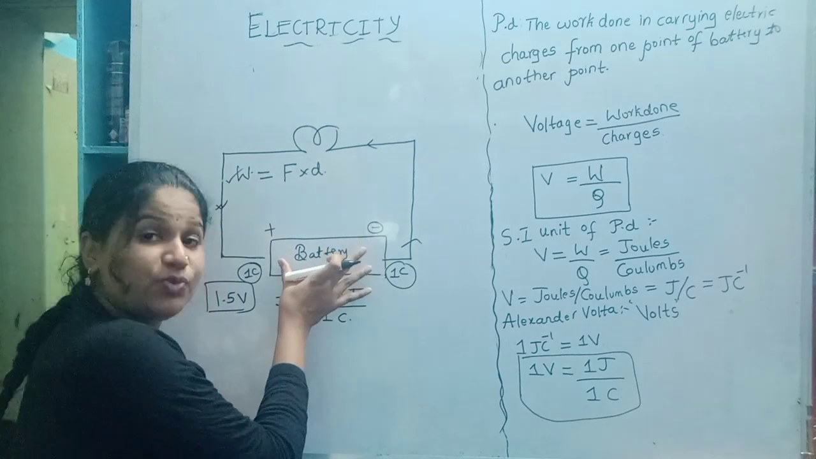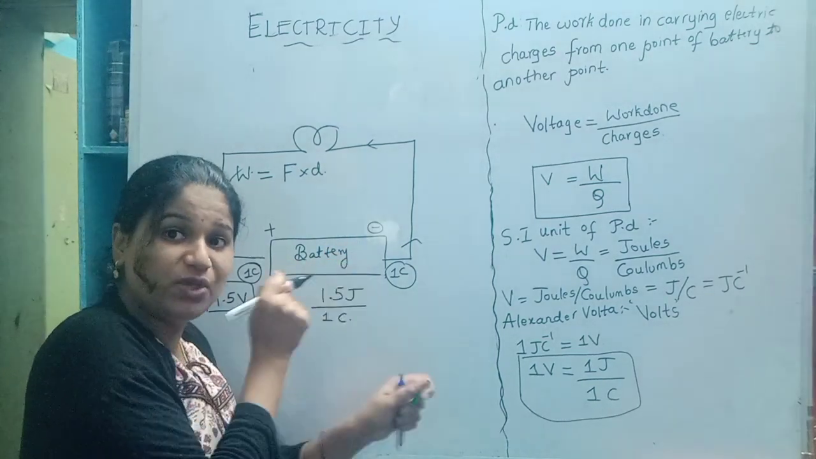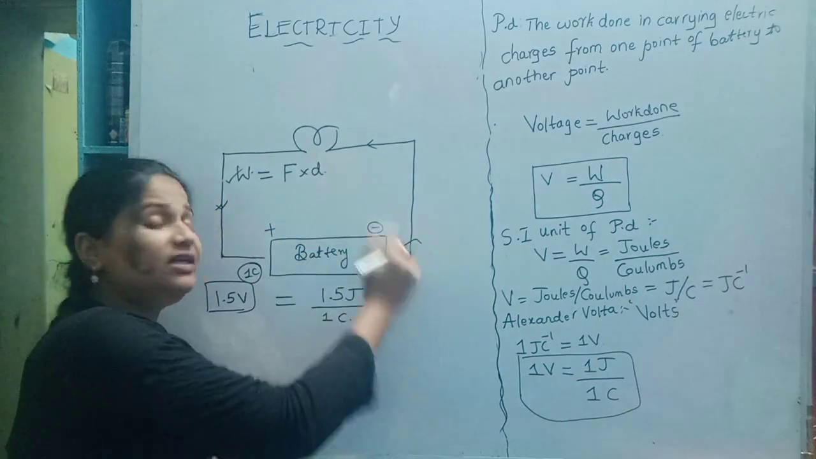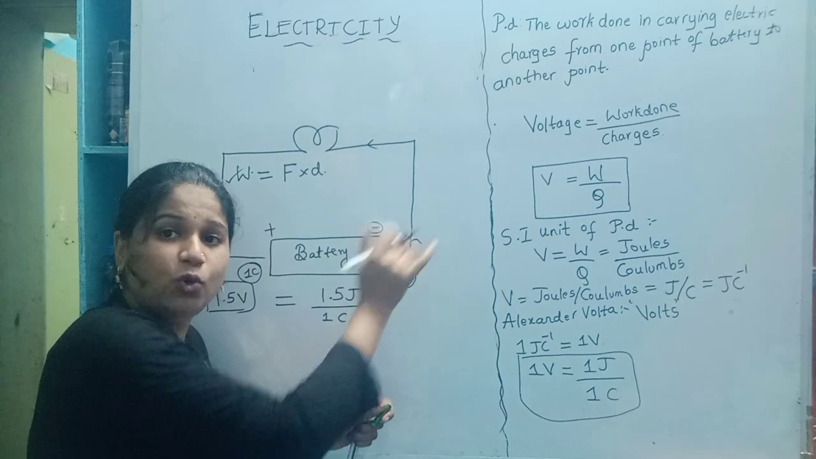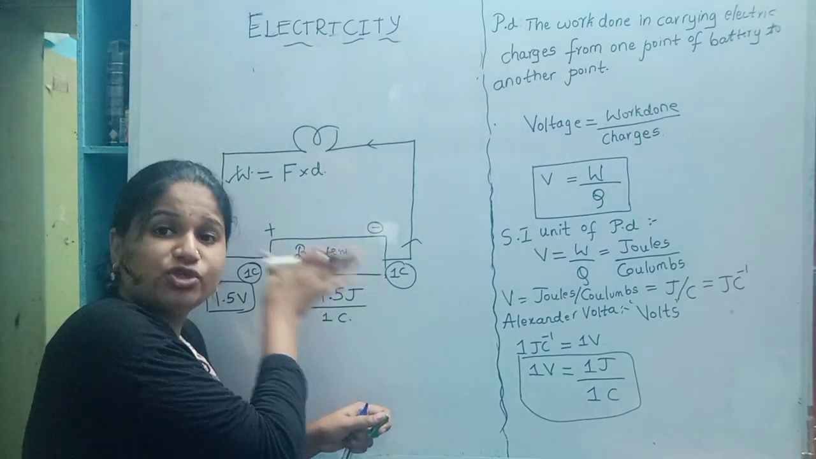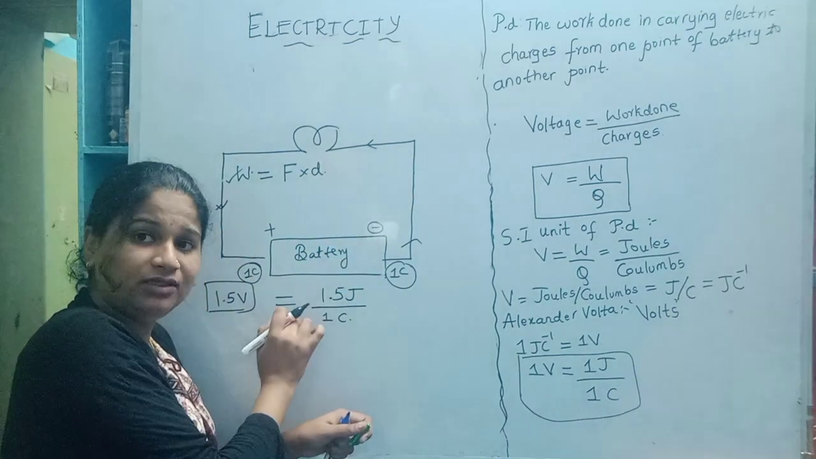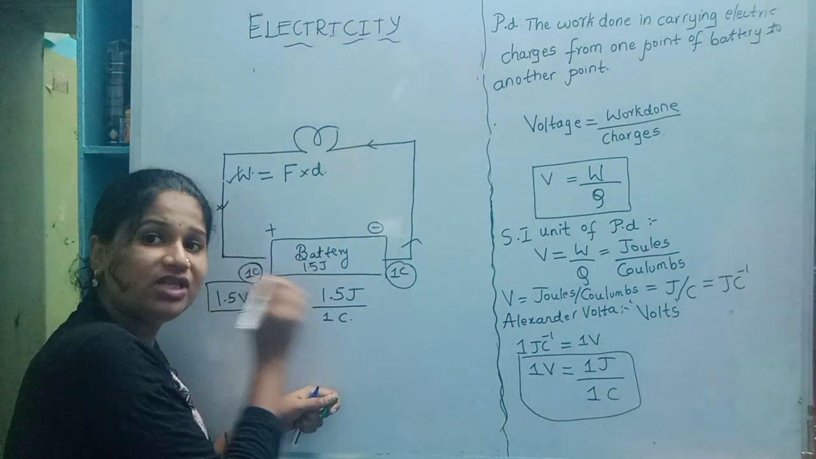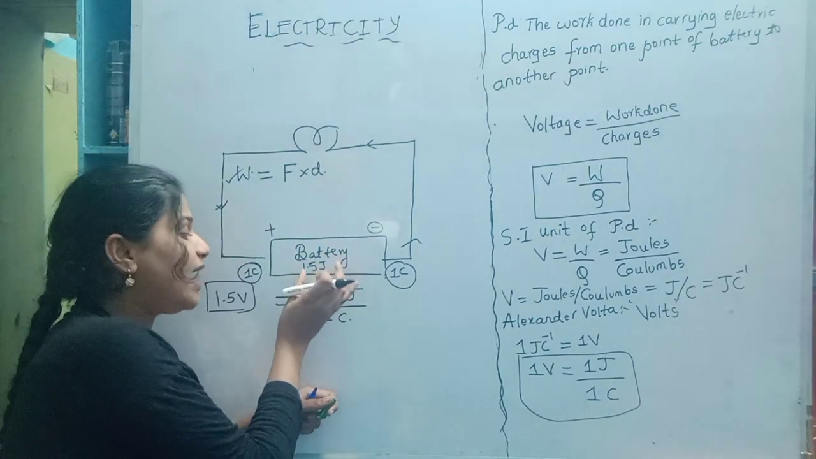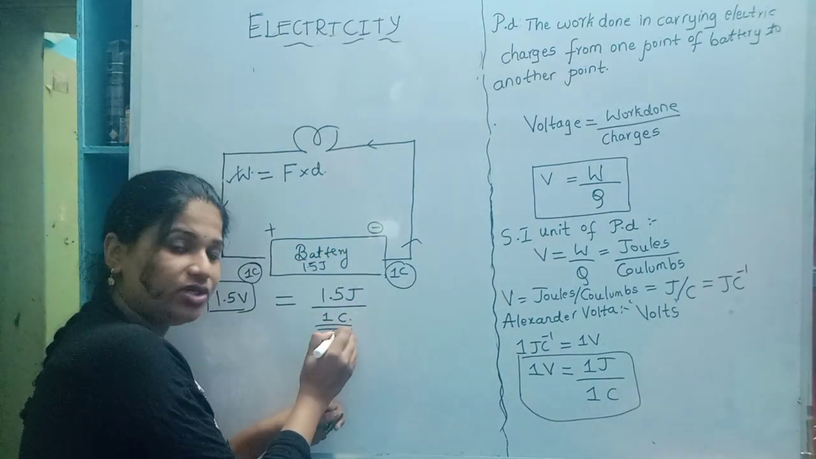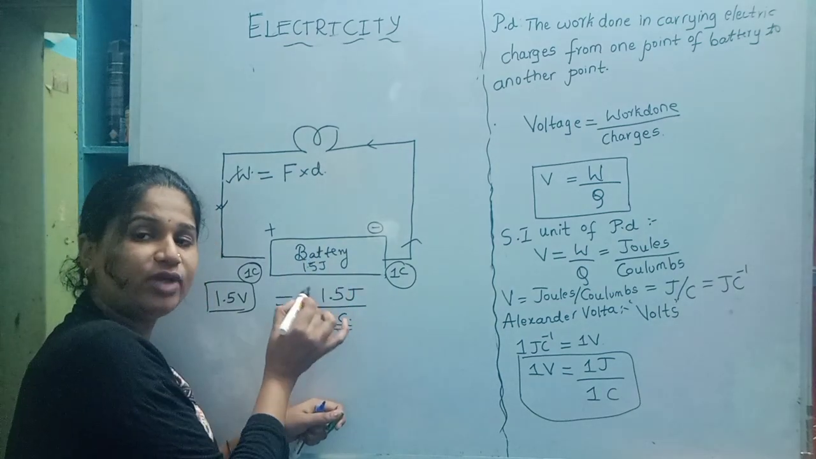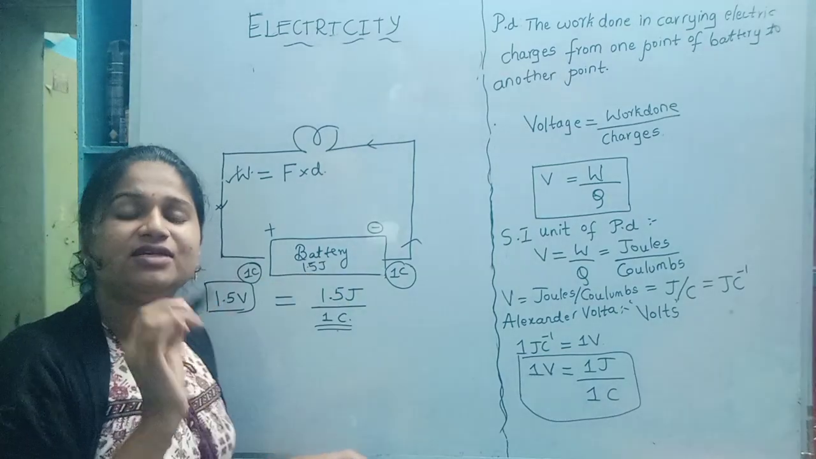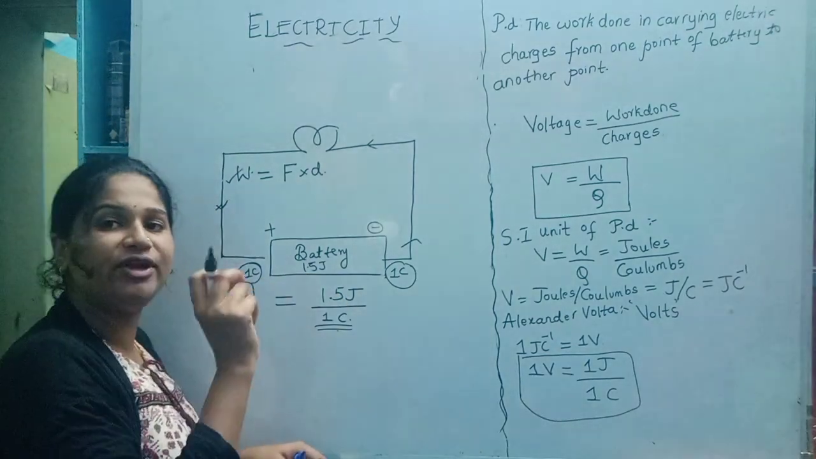So here that force will be there inside the battery. That force will be the reason for the displacement of the electron, for the movement of the electron. So that force or energy is nothing but the work done. So that work done will be 1.5 joules only. So the work done to carry 1 coulomb of charge from one point to another point inside the battery gives us the potential difference of 1.5 volt.